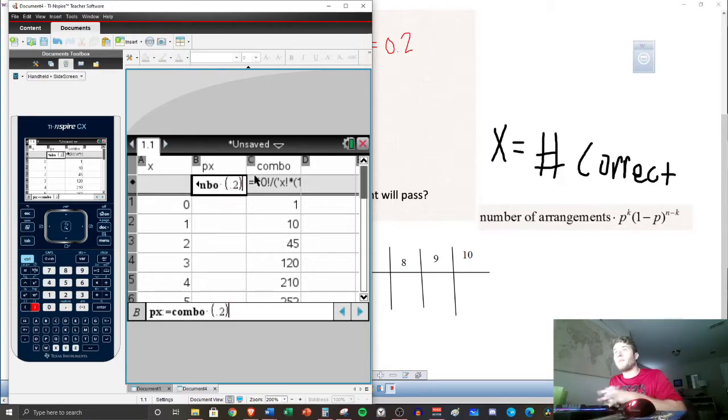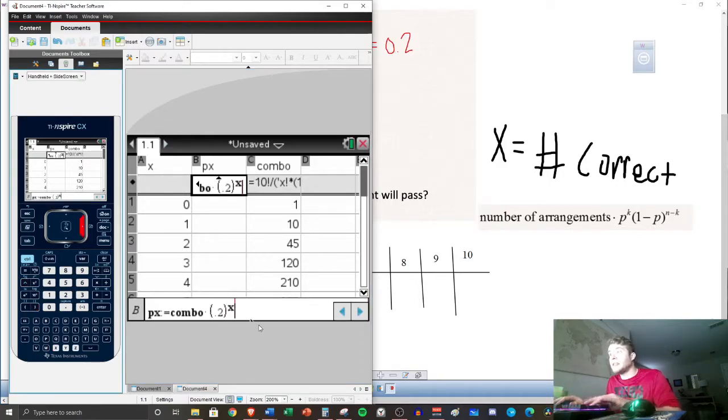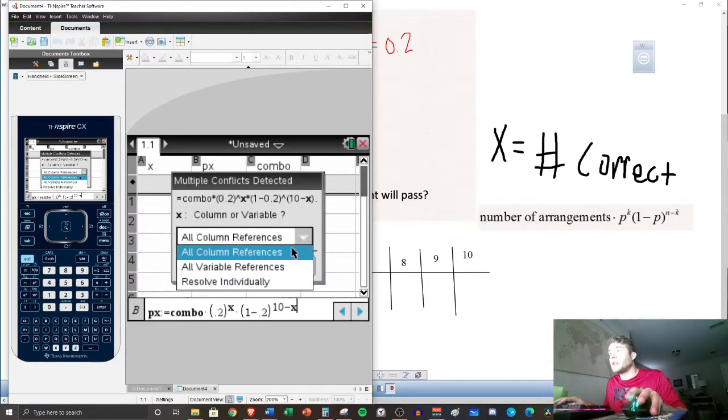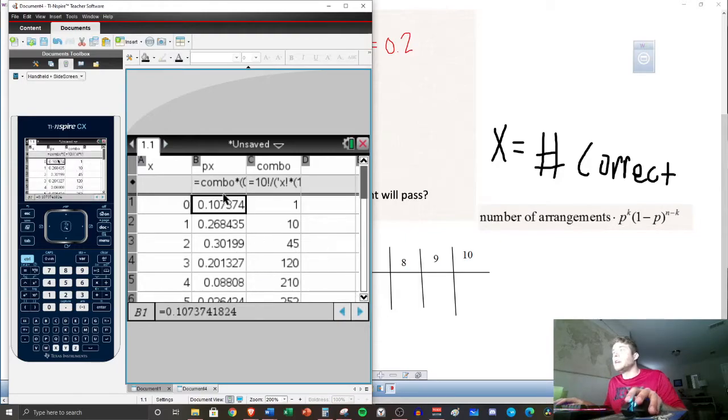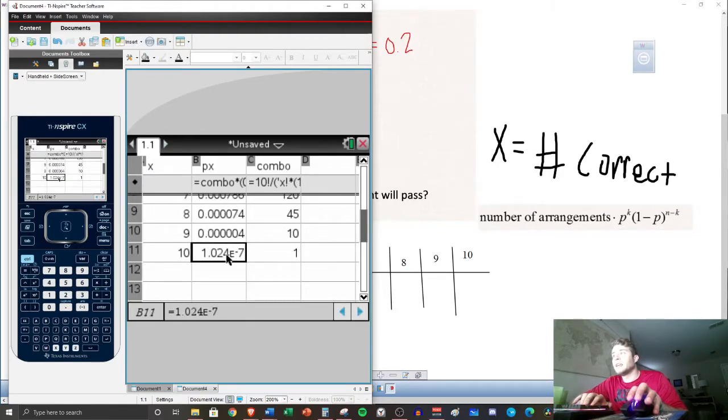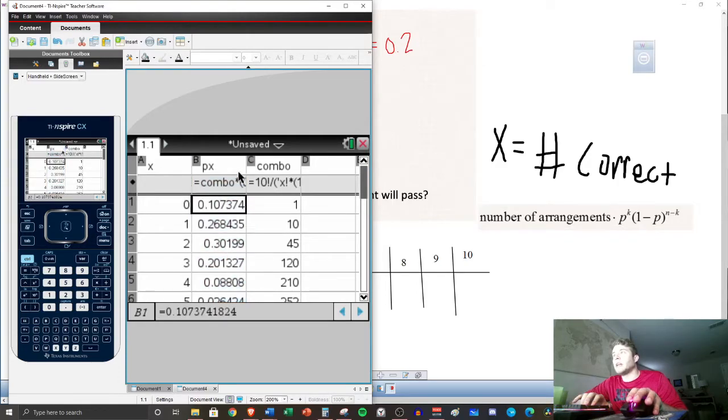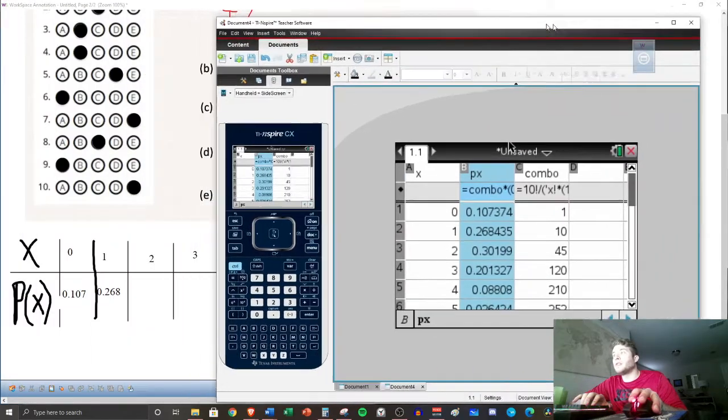We want to raise that to the K power. Remember, K is X. And then we want to multiply that, so we're going to hit times. We want 1 minus 0.2 to the, we want n minus k, so that's 10 minus x. And we're going to hit enter, making sure that we use variable references. So here are the probabilities we need. This is really nice, that we're able to just auto-generate all of these.